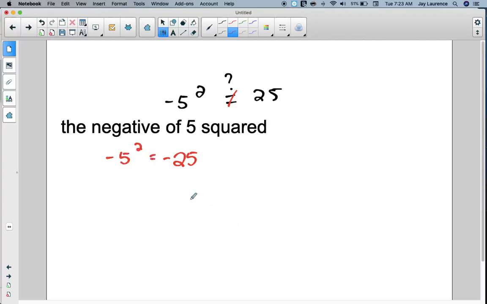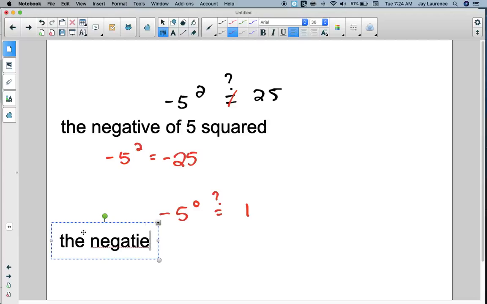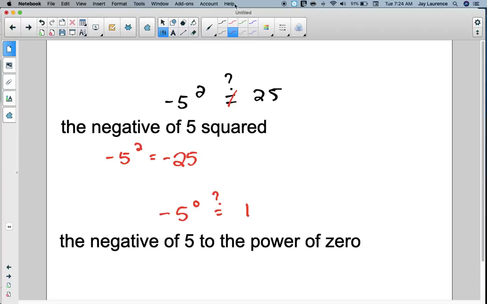So that being said, is this equal to 1? Is it? Put that question mark. Okay, so if I read the top one as the negative of 5 squared, I'm going to read this red one as the negative of 5 to the power of 0, right? And if I read it that way, it's definitely not a true statement that negative 5 to the 0 power, like that should be the negative of 5 to the 0 power, equals 1. That's not true.